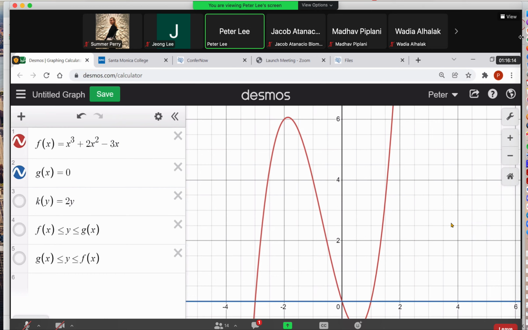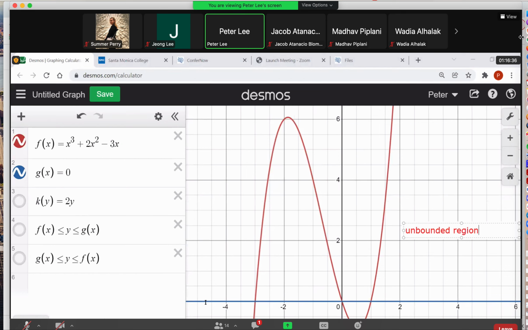It's an unbounded region. So that region we don't count. So this region right here, we're not going to count. It's an unbounded region. So let me write this, unbounded region. We do not consider unbounded regions in this class.